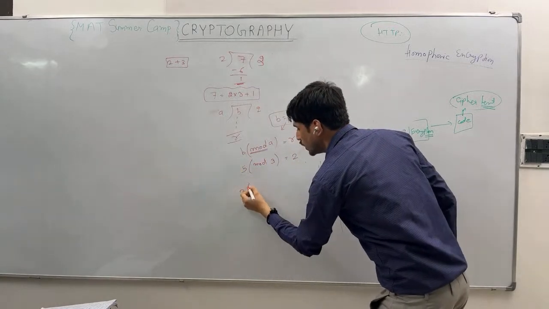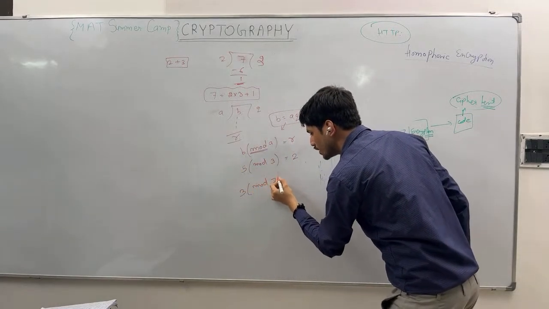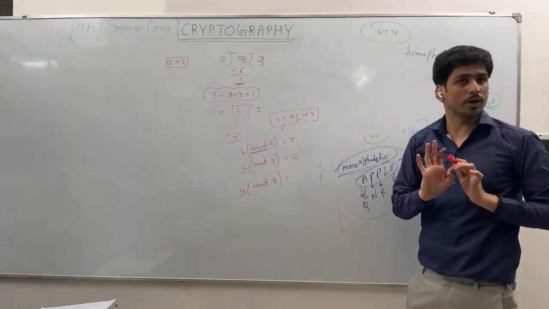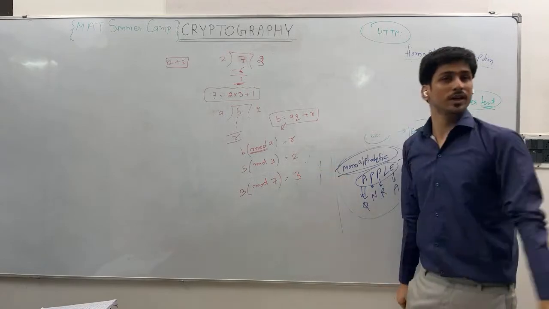Okay, if I ask you 3 mod 7, what is 3 mod 7? It is asking when I divide 3 by 7. We say 3 we cannot divide by 7. So here the remainder will be 3 only. Are you getting my point?